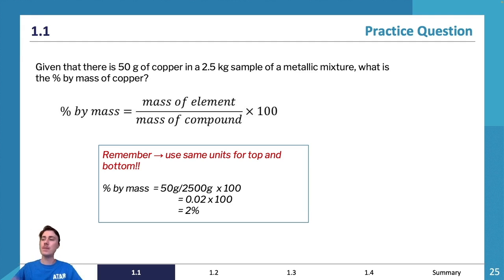Beyond that, you do your calculation, times by 100, 0.02 times 100, 2%. That's how you go about those questions. So fairly straightforward type questions. I would hope that there's not too much issue with these, but that's how you're going to go about it.